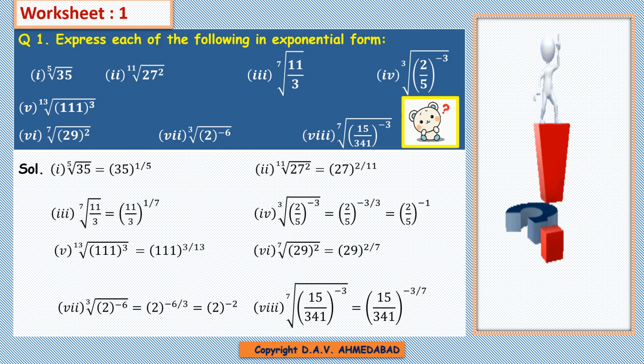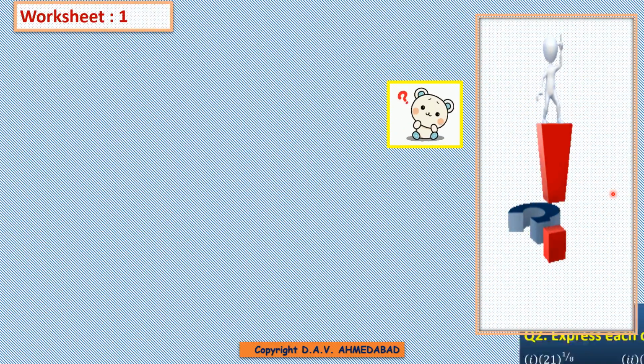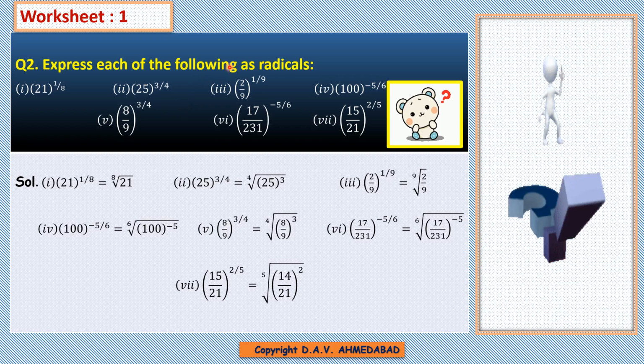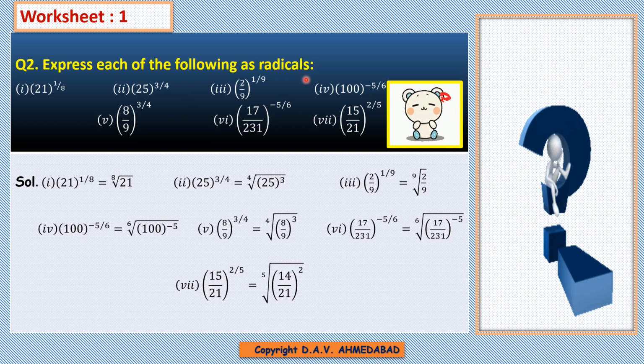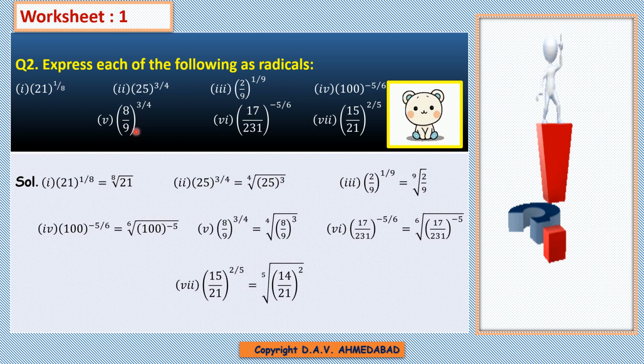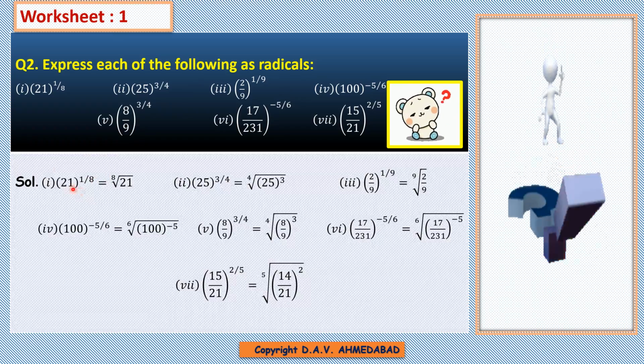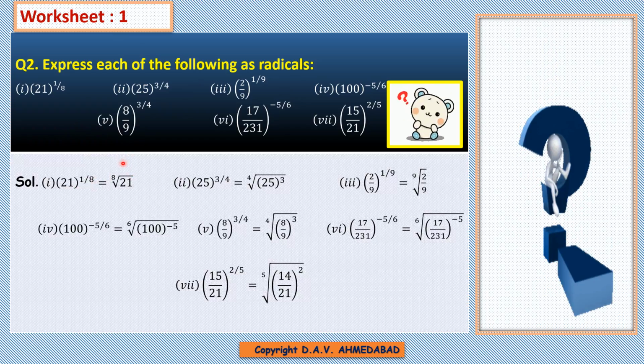Now next question is: express each of the following as radicals. Now we need to do the reverse process, children. They have given the exponential form and we need to write in radical form.